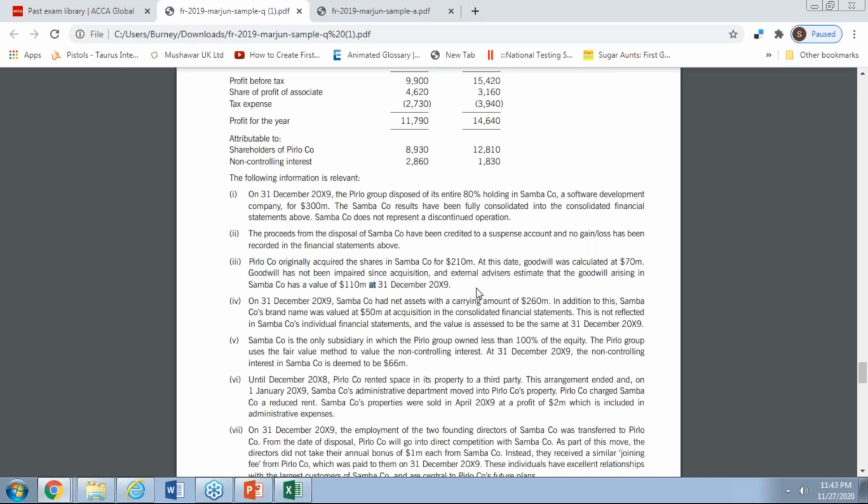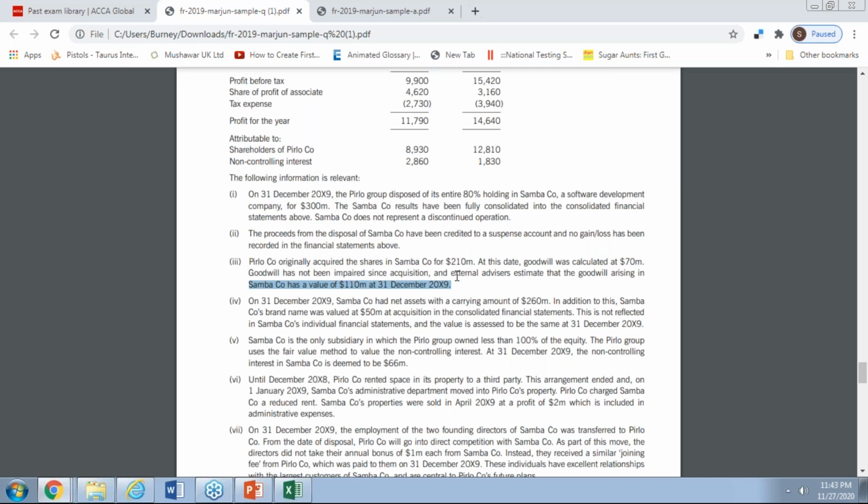This is a very important point. Initially, we have calculated the goodwill of 70 and now it's 110. So do remember this point. According to IFRS 3 and ICCA, the impairment of goodwill is allowed, but you cannot revalue the goodwill upward. So you cannot revalue the goodwill upward based on the market value.